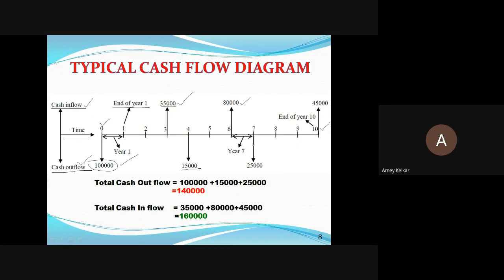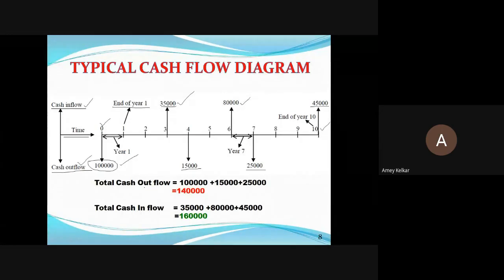At the end of the 7th year, I'm putting in 25,000. In the 8th and 9th years, I'm not getting anything and not investing either. And at the end of the 10th year, I'm getting 45,000. So upward arrows are the cash inflows, which are the gains or profit, and downward arrows are your cash outflows, which are the investments or any other thing for which you are putting in money.